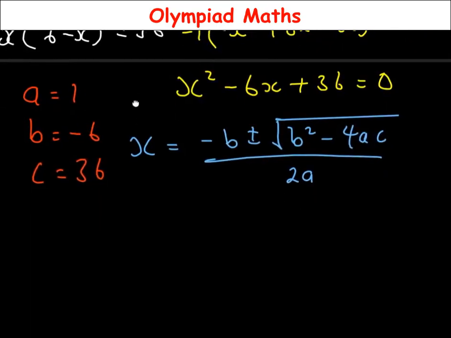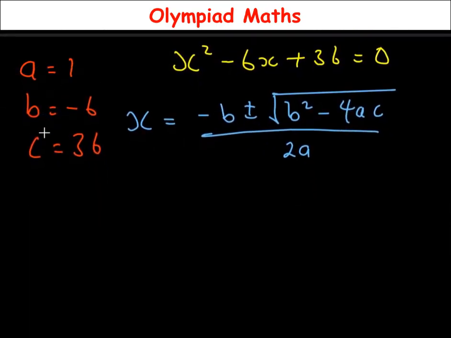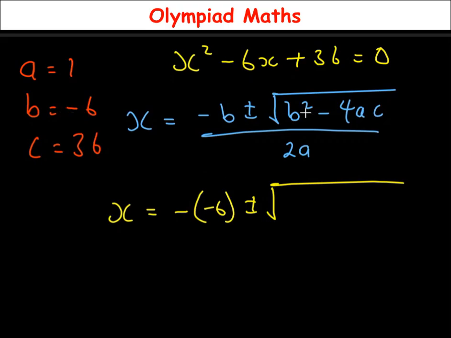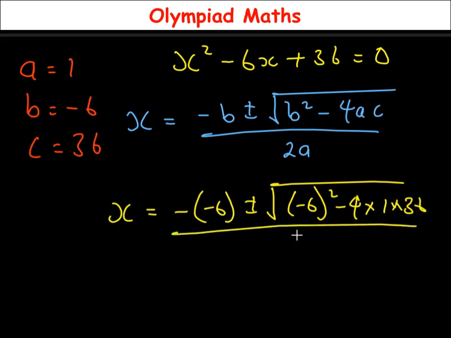With this, inputting the values of a, b, and c into the formula, let's then solve for x. So x is equal to minus b, which is minus of minus 6, plus or minus the square root of b squared. b is minus 6, so that becomes minus 6 all squared, minus 4 times a, which is 1, times c, which is 36, all over 2 times a, which is 1.